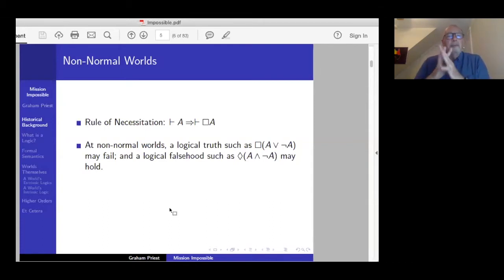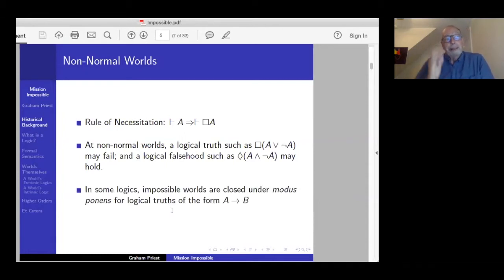But after the invention of the semantics for non-normal modal logics, the technique was found to have many, many different applications. And a major one was in the semantics of relevant logics, where you get what are effectively the normal worlds and the non-normal worlds, where logical truths may fail and logical falsehoods may hold. Of course, in the semantics of relevant logics, the impossible worlds are still well behaved in a certain sense. Namely, they're closed under modus ponens for logical truths of the form A or B. So they're not completely anarchic.